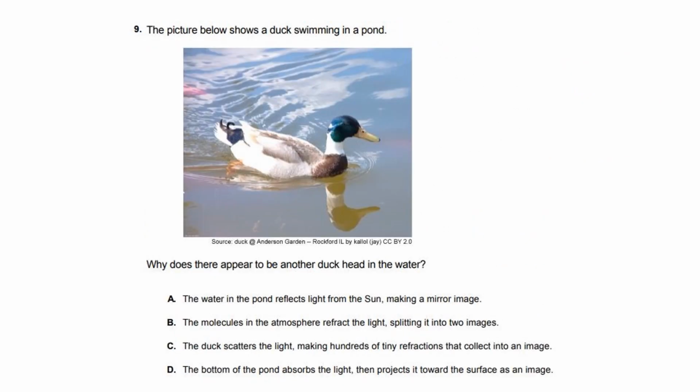9. The picture below shows a duck swimming in a pond. Why does there appear to be another duck head in the water? Well, the same thing when you look in a mirror. When you look in a mirror, the light waves are actually being reflected back to you. So why is there another duck head that appears in the water? Because the water is actually reflecting that light wave back. So let's look at A. The water in the pond reflects the light from the sun, making a mirror image. So our answer choice is A, because it is being reflected and it does make a mirror image.